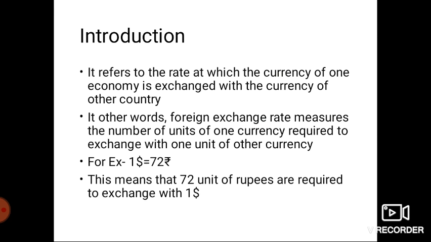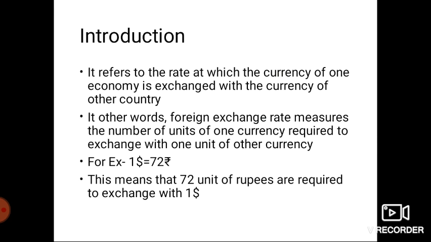Similarly, a firm selling ready-made garments to Australia gets the Australian dollar. Same thing happens for a firm, same thing for a government, and the same thing for all these players.